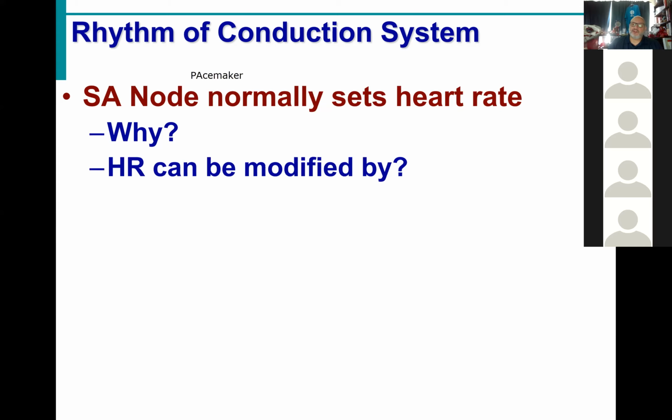Of course, as we already talked about, it would just happily beat away at 100 beats per minute. And we don't want our heart to beat 100 beats a minute all the time. There are times, like when we're exercising, we want it to go even faster. But there are also plenty of times when we want it slower as well. So we can use things like what? What are some of the things we can use to modify our heart rate?